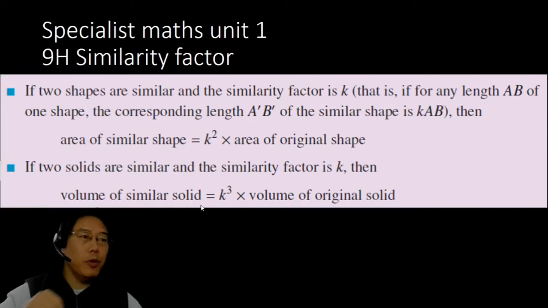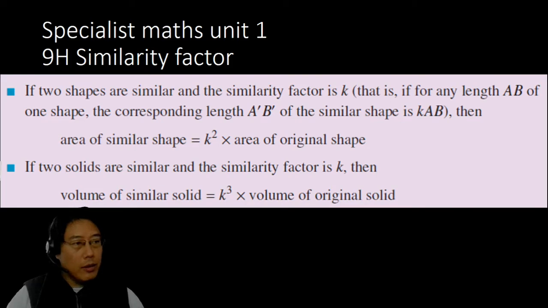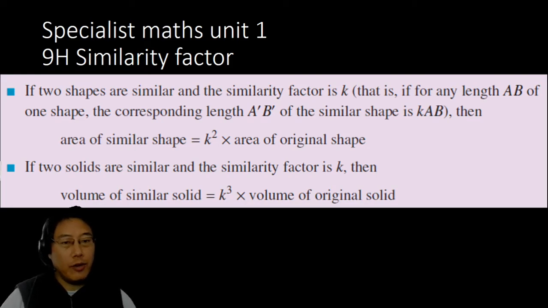Alright, today with Unit 1 we're doing exercise 9H, which is the similarity factor. What you need to remember with the similarity factor is that it's the ratio of the sides between two shapes, one image over the original shape. So one way they express it: you have two shapes here, and they will be said to be similar.